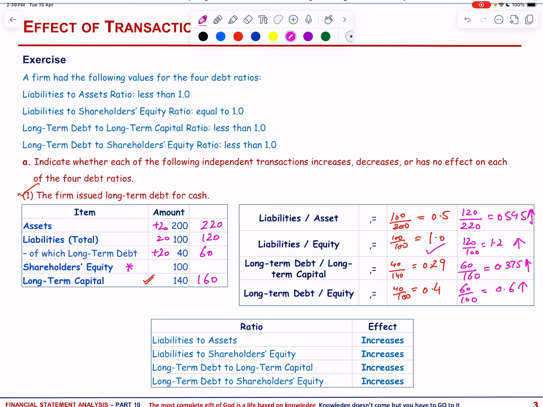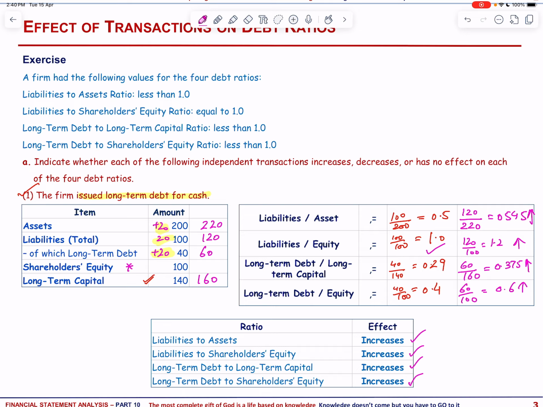So what we can see is that the liabilities to assets ratio increases, liabilities to shareholders' equity increases, long-term debt to long-term capital increases, and finally the long-term debt to shareholders' equity also increases. Okay, so this is part 1. The firm issued long-term debt for cash. So in case they increase by 20, the impacts are already reflected in the explanation.